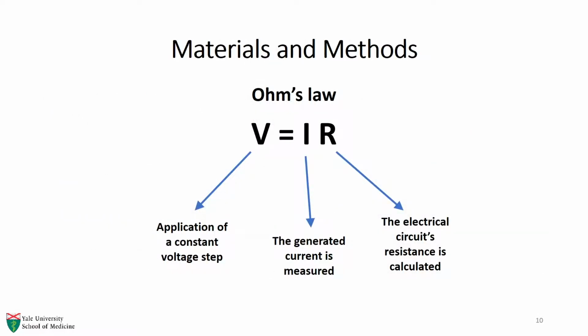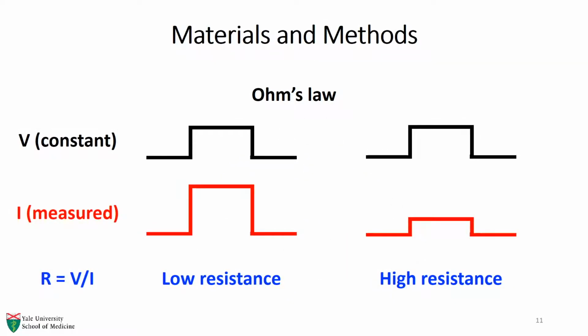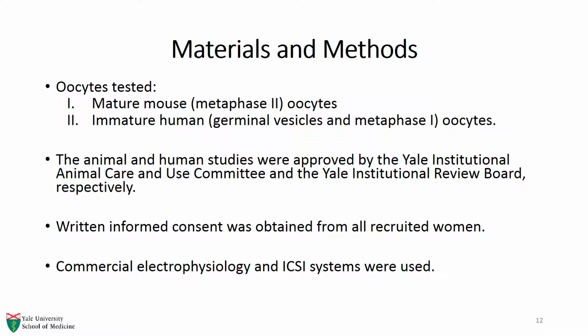In order to measure resistance, we apply a constant voltage step that generates an ionic current. The resistance is calculated by dividing the applied voltage by the measured current. We tested mouse and human eggs.